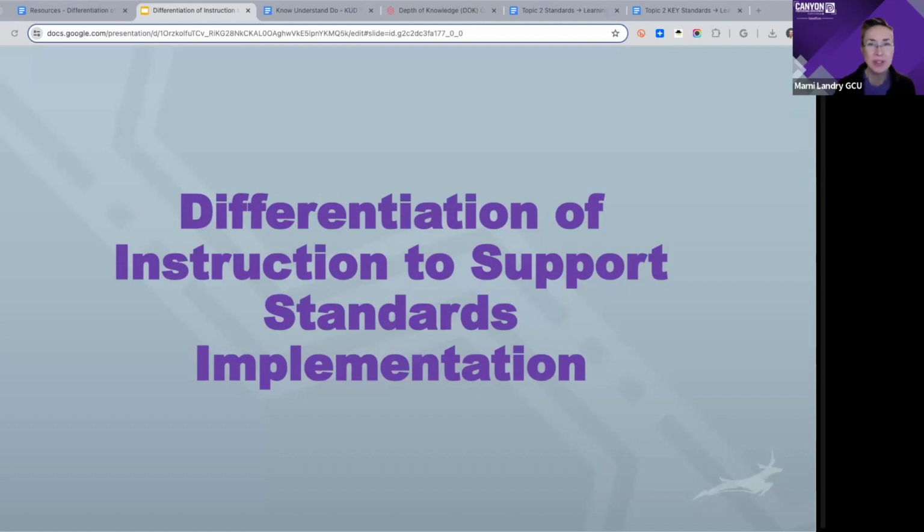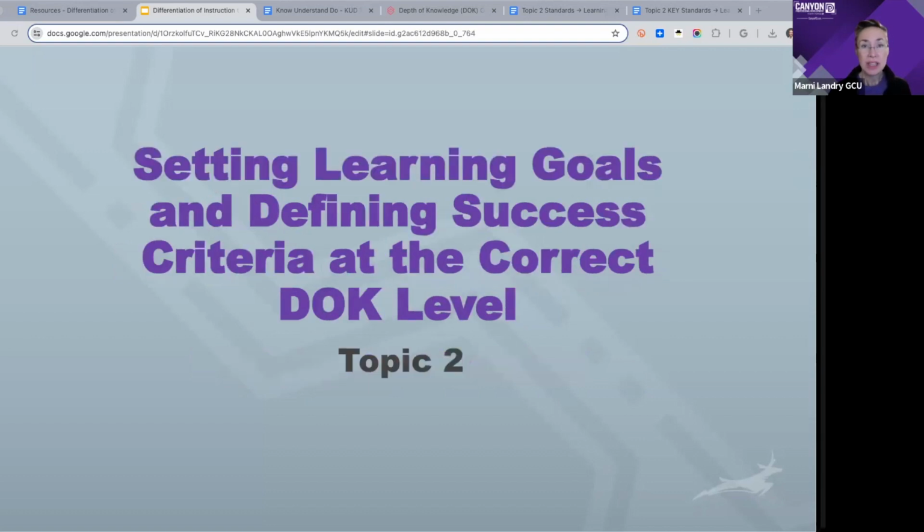And welcome back to Differentiation of Instruction to Support Standards Implementation. This is part 2, called Setting Learning Goals or Learning Targets and Defining Success Criteria at the Correct DOK level, DOK standing for Depth of Knowledge.